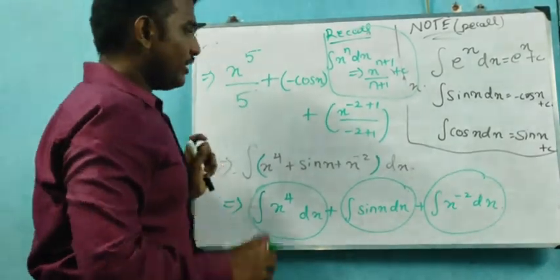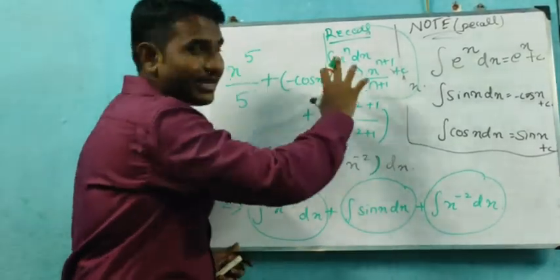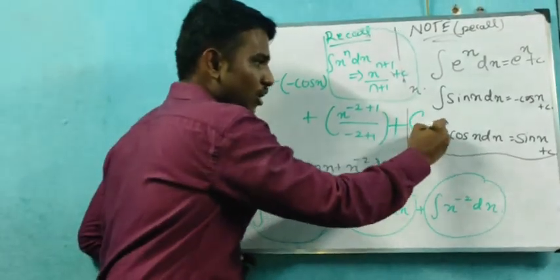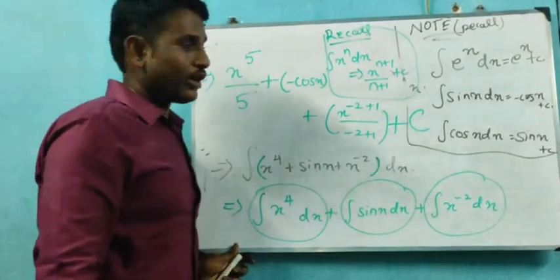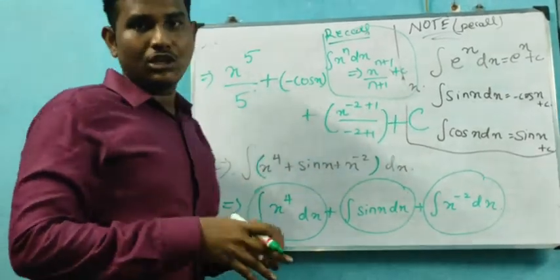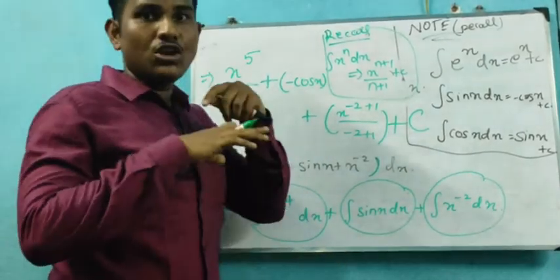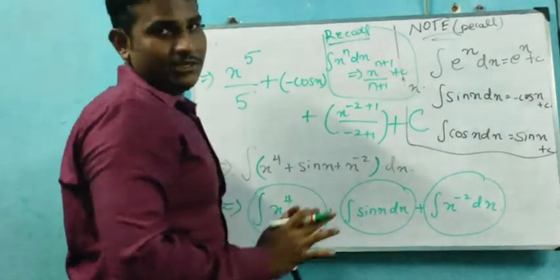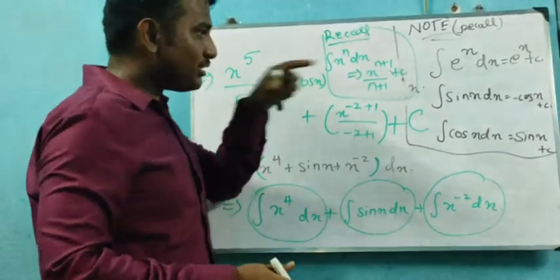Finally, for all the cases I have to put the common constant term c. Don't put c plus c plus c. Even if you write 3c, that is also a constant. That is not wrong, it is also correct.